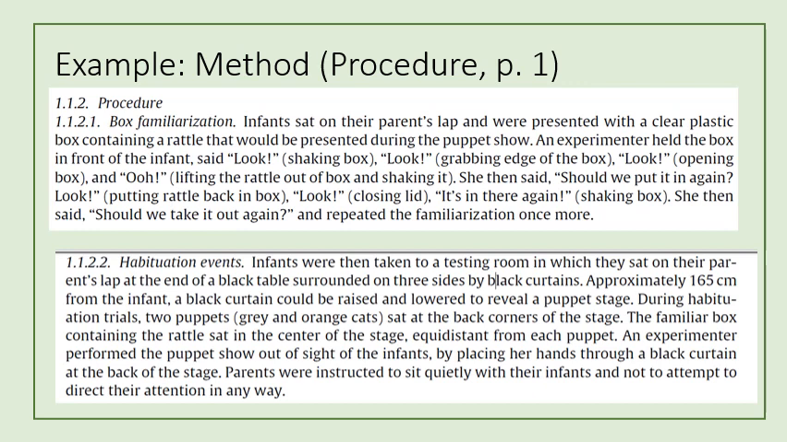The familiar box containing the rattle sat in the center of the stage, equidistant from each puppet. An experimenter performed the puppet show out of sight of the infants by placing her hands through a black curtain at the back of the stage. Parents were instructed to sit quietly with their infants and not to attempt to direct their attention in any way.